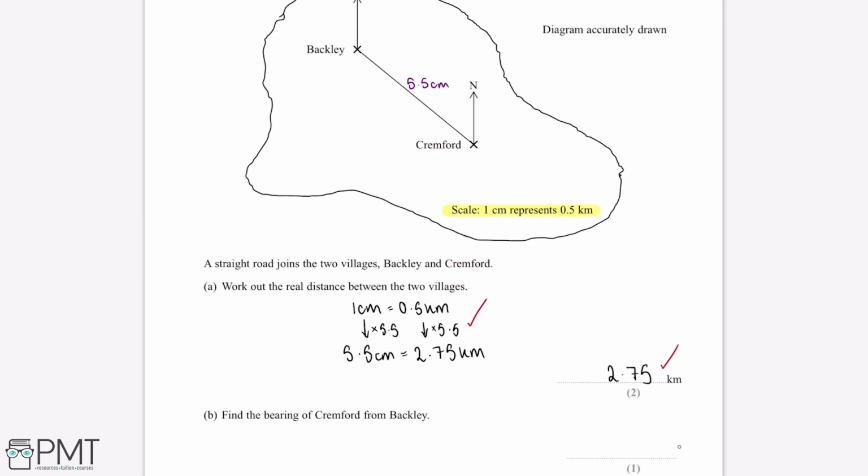Find the bearing of Crempford from Backley. So the bearing of Crempford from Backley is this angle here. However, when using bearings, we'll always measure from the north line, which is being given to us on this diagram. So the angle we're going to want to measure is this angle here. And using a protractor, we should get an angle of around 130 degrees. And this question is worth 1 mark, and this is for the correct answer.